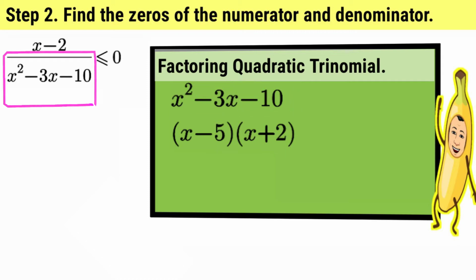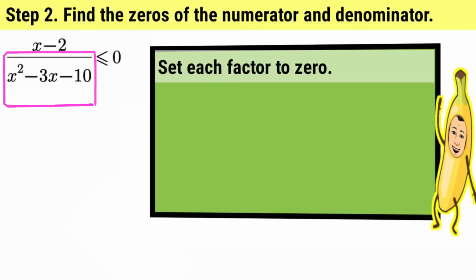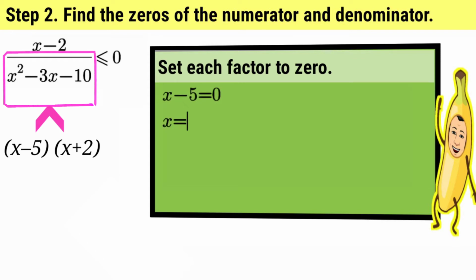Now, to find the zeros, let us equate each factor to 0. So x minus 5 is equal to 0. Solving for x, we transpose negative 5, so we have 0 plus 5, which is positive 5. On the other hand, we have x plus 2 is equal to 0. So x here is, transposing positive 2, 0 minus 2, which is negative 2. So x here is negative 2.